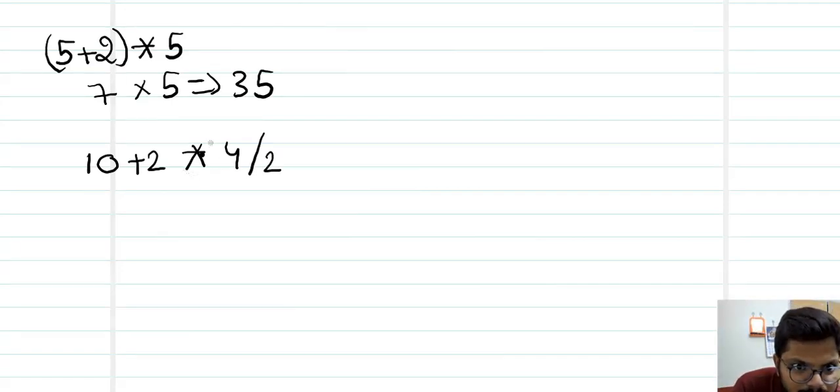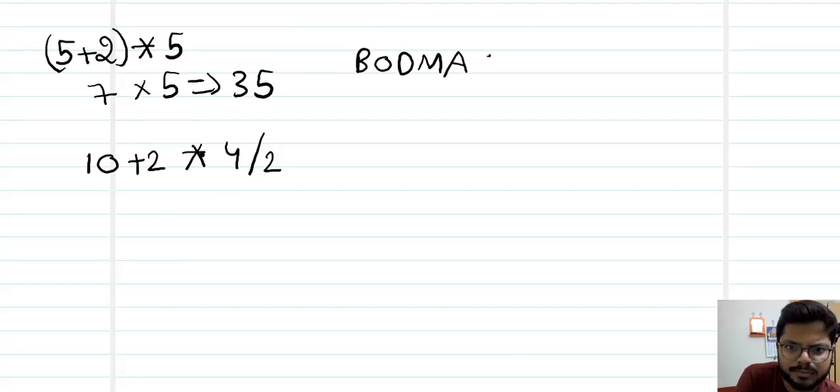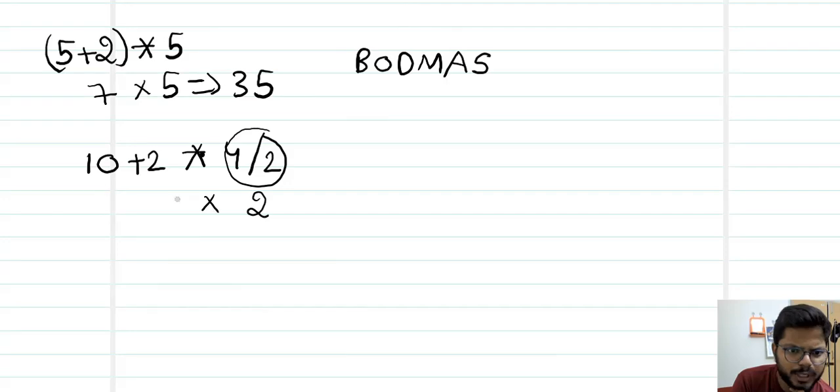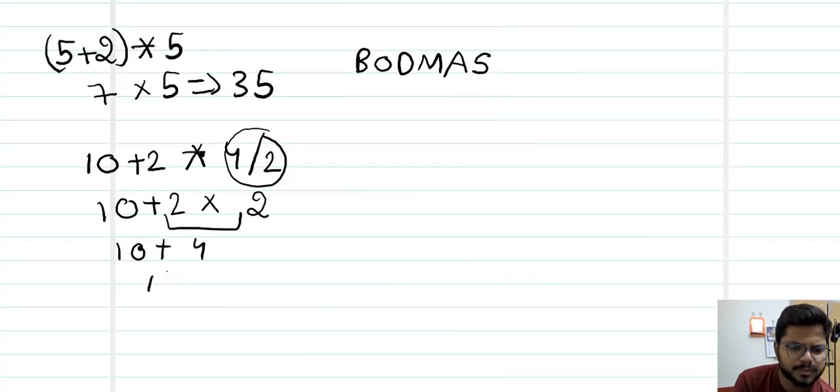In order to execute the multiplication operation, let's try it. Now suppose the BODMAS rule, BODMAS rule. First apply the division operation. So 4 by 2 is 2. 2 into 2 plus 10. 2 into 2, 4, plus 10, 10 plus 4, 14. So the answer should be 14.